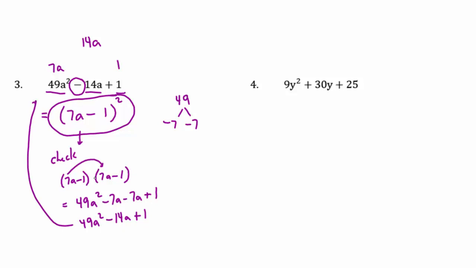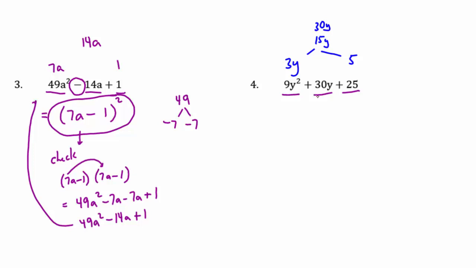How about number 4? For number 4, first I want to look at the GCF of 9y squared plus 30y plus 25. Let's see, 3 goes into 9, 3 goes into 30, but it doesn't go into 25, so this is broken down as far as possible. Let me try real quick. The square root of 9 is 3, the square root of y squared is y, the square root of 25 is 5. If I multiply these two together, it's 15. And if I double it, that's 30y, and that's what the middle is.